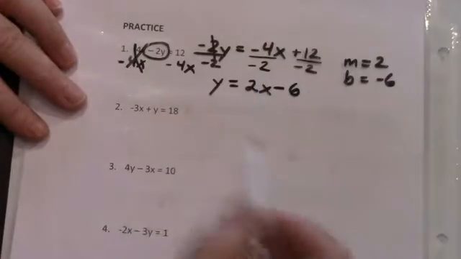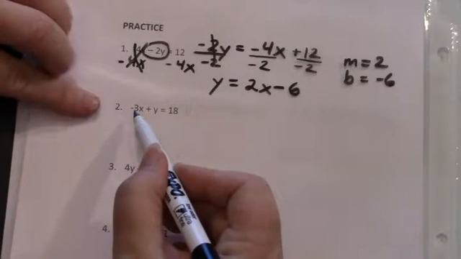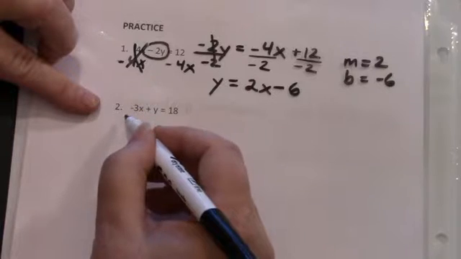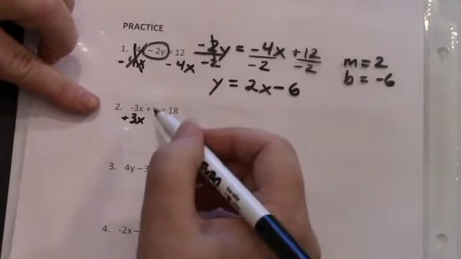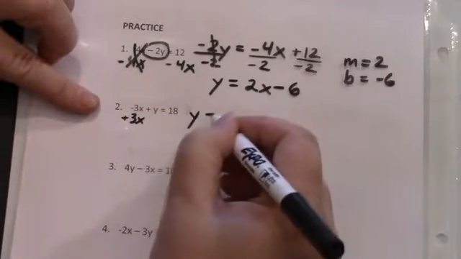Let's look at number 2 together. My y is good, my 18 is good. All we have to do is move the x by doing the opposite operation. Negative 3x means I'm going to add 3x. What does that do to this side of the equation? It leaves me with y equals, algebra's golden rule.